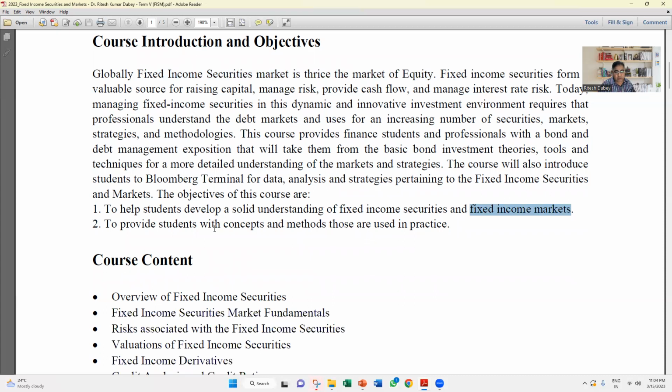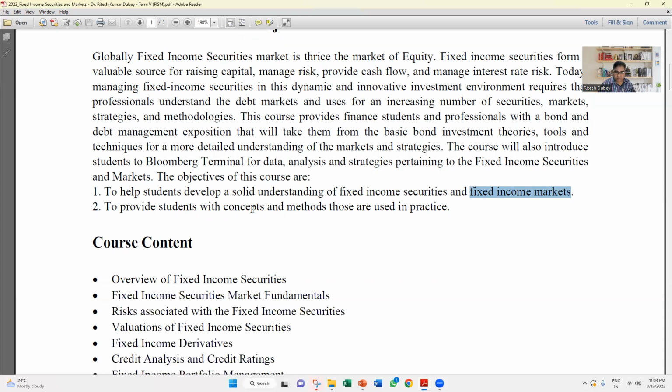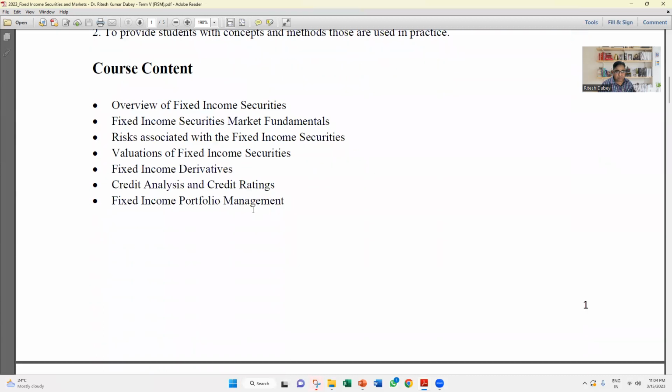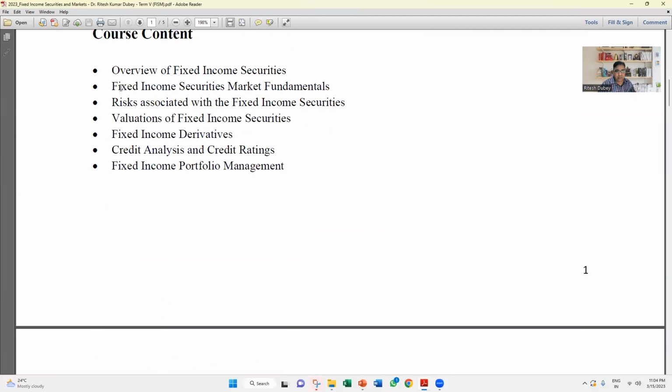We will also look at the various concepts pertaining to fixed income securities and how these are used in real life scenarios. Okay, so that's what this course is going to cover. We will look at fixed income securities market fundamentals, risks associated with fixed income securities, valuations of fixed income securities, a few derivatives of fixed income securities, and then a few credit analysis and credit rating approaches towards fixed income.